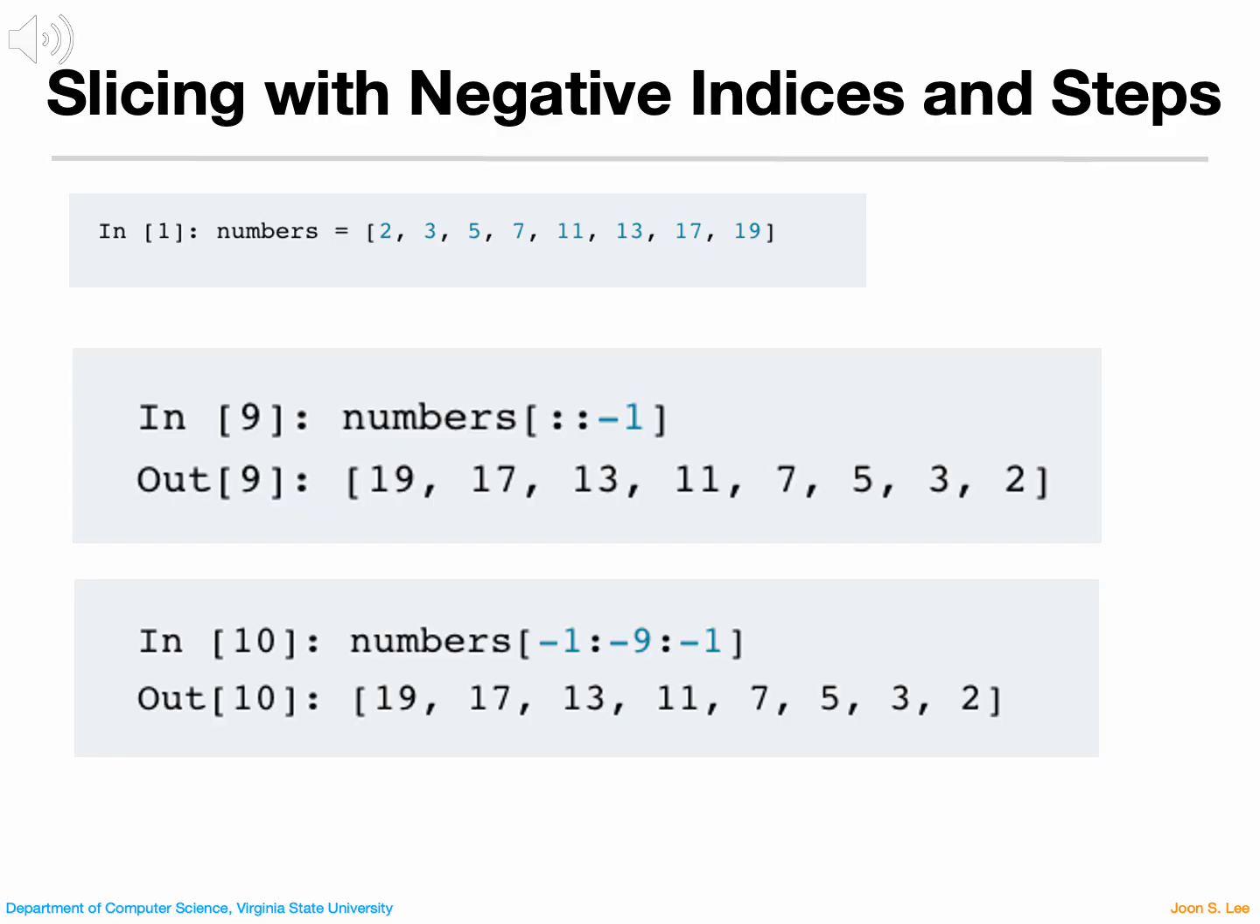In the second example, we are more explicit. We start at index -1, which is the last element, and move backward to index -9, stepping by -1. Again, this produces the same reversed list. Using negative steps is a powerful way to reverse sequences or traverse them from the end toward the beginning.